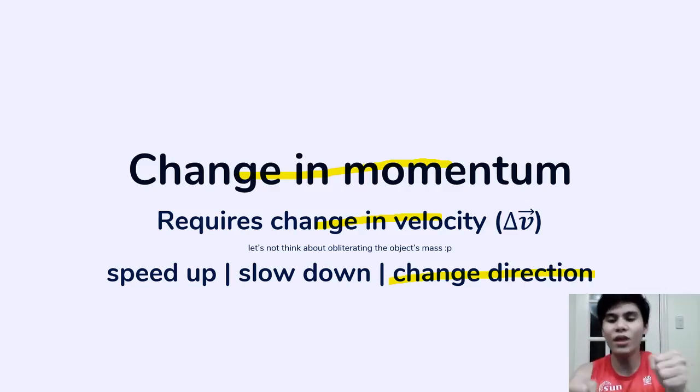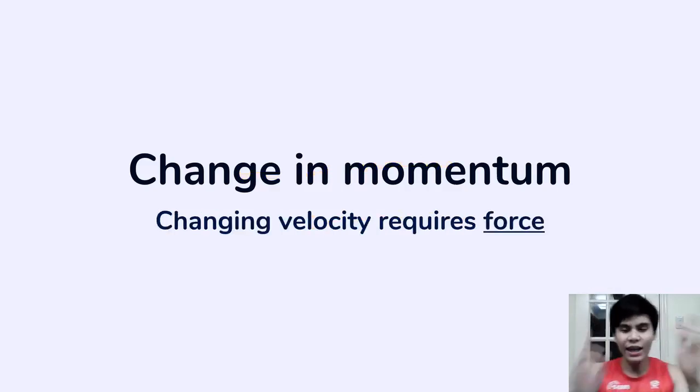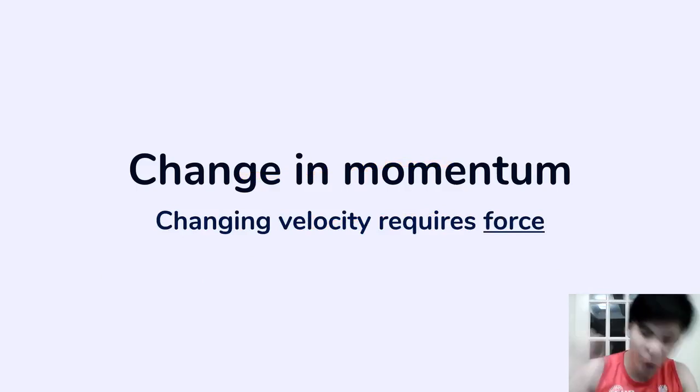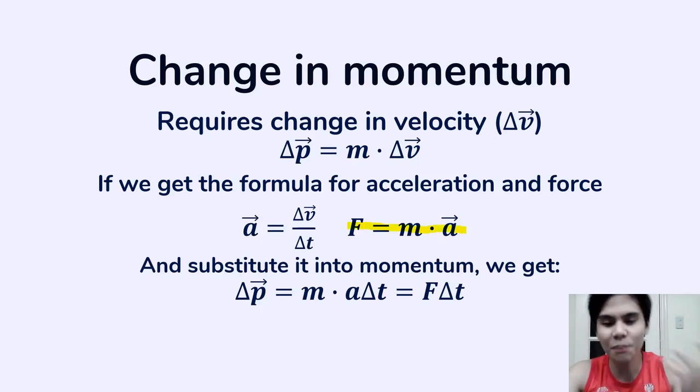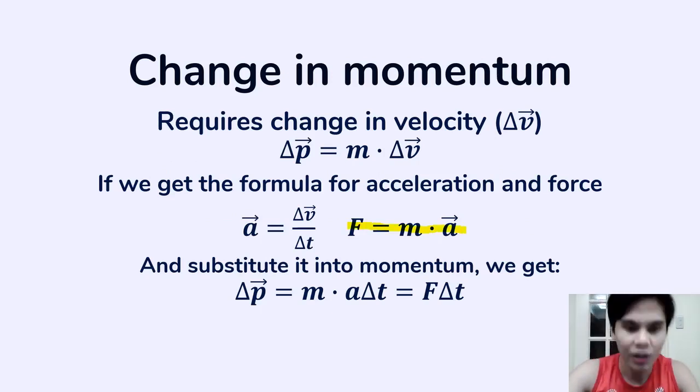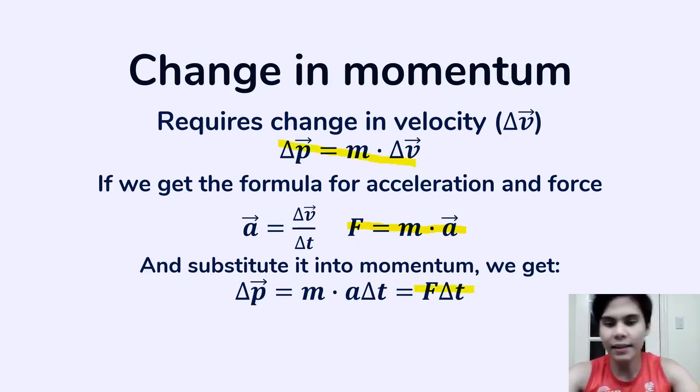All right, so even if you're just turning left or right, that's still a change in momentum and a change in velocity. And changing velocity requires force. And that force is equal to mass times acceleration according to the second law of Newton. And if we substitute force is equal to mass times acceleration into our momentum formula, we actually get F delta t. Again, this is just mathematical manipulation.